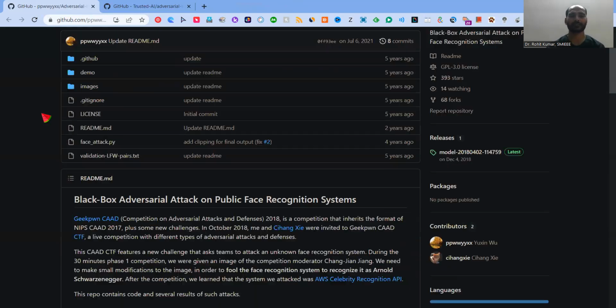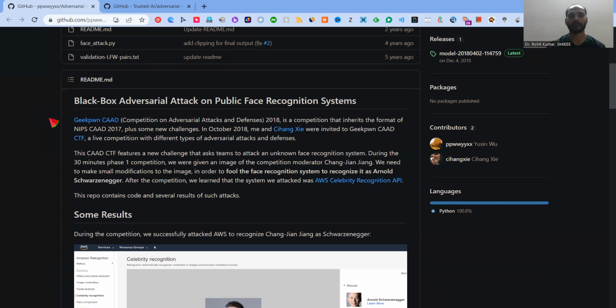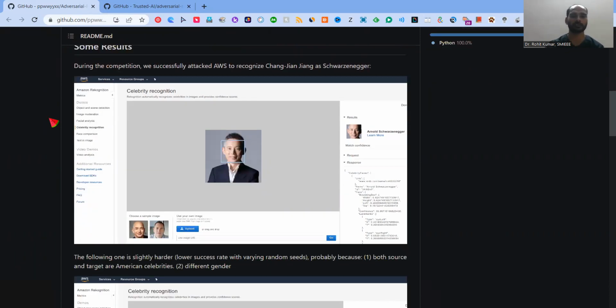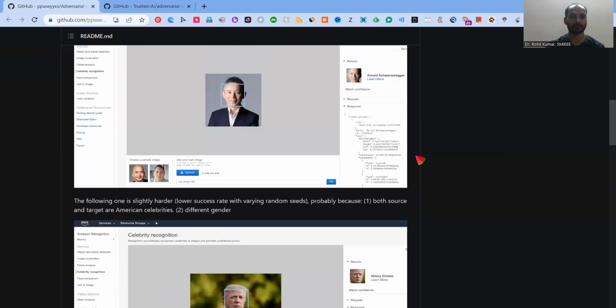Moving further, we have another library which is going to offer you adversarial face attack related information. This particular library is the Competition on Adversarial Attack and Defense 2018 work, and this particular work is in the format of NIPS CAAD 2017. And when you are looking at this particular repository, you are going to see some of the related results they have obtained. Here you can see that during the competition, as I told you, they participated. They successfully attacked the AWS to recognize the Changjiang Jiang as the Saljagnar, and this Saljagnar photo they have misclassified.